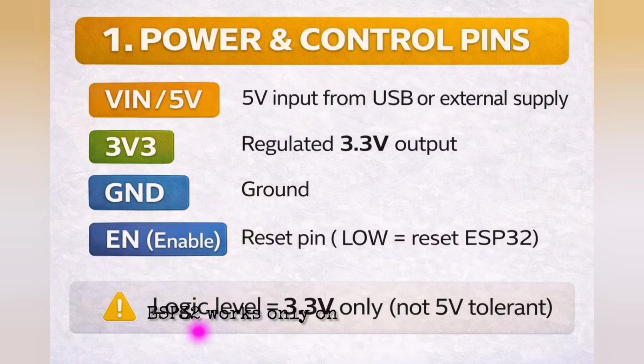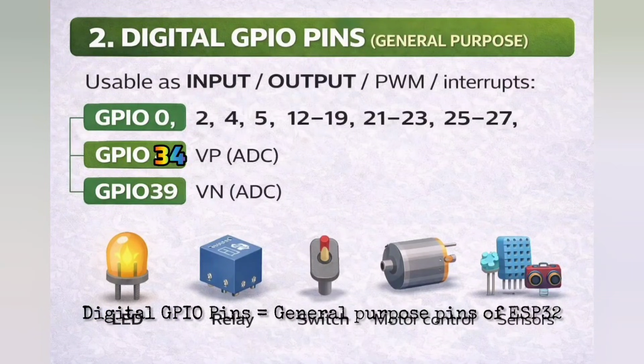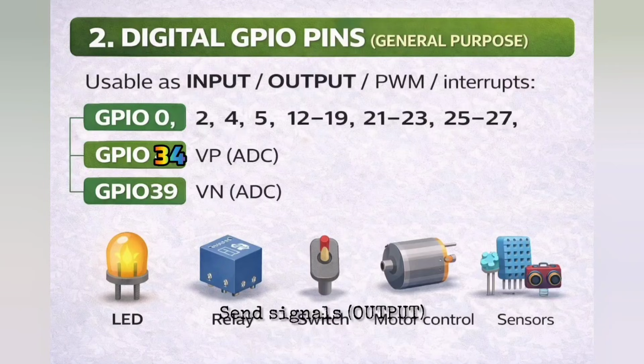Important note, ESP32 works only on 3.3V logic level. Do not connect 5V to GPIO pins. Only VIN takes 5V. Digital GPIO pins equal general purpose pins of ESP32. These pins can be used to read signals, input, send signals, output, generate PWM, for motor speed, LED brightness, detect button press, interrupts.